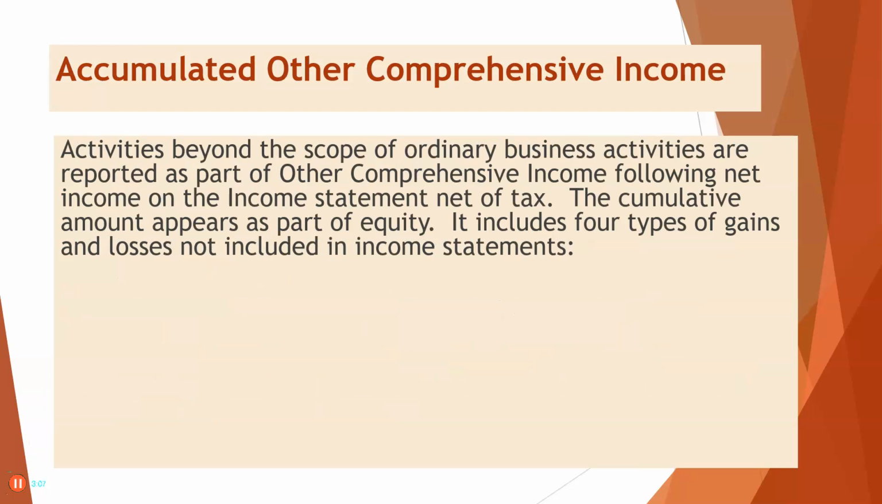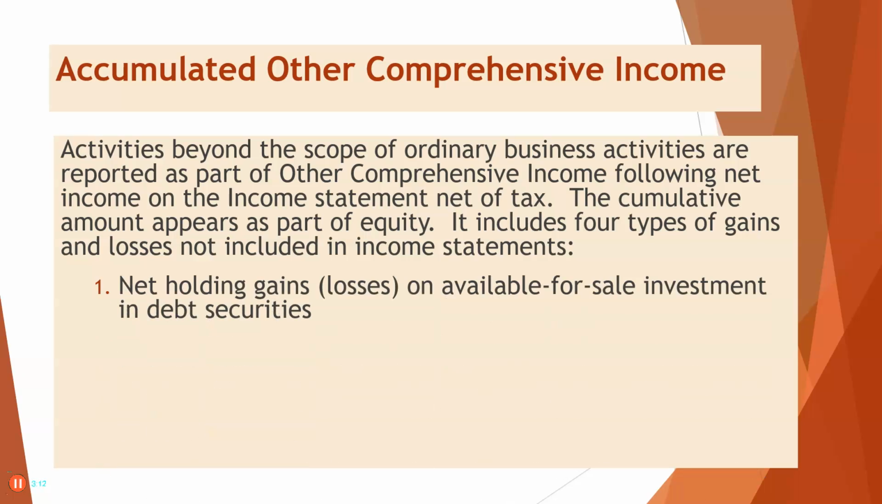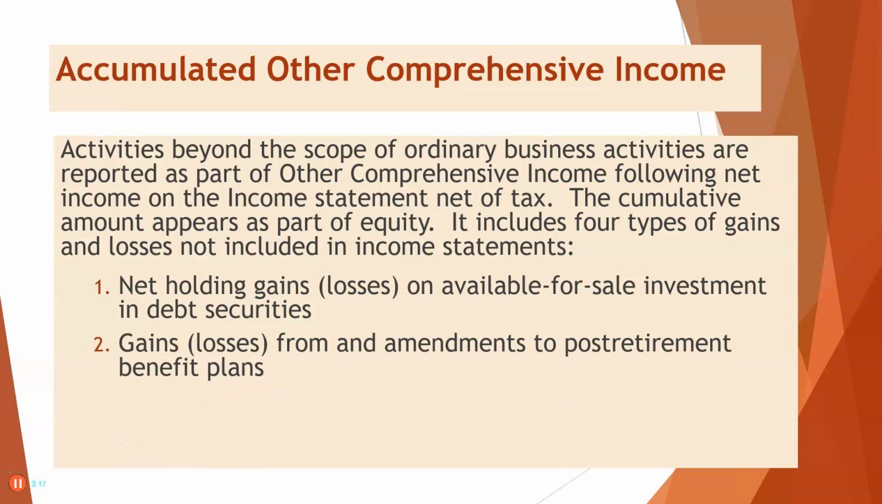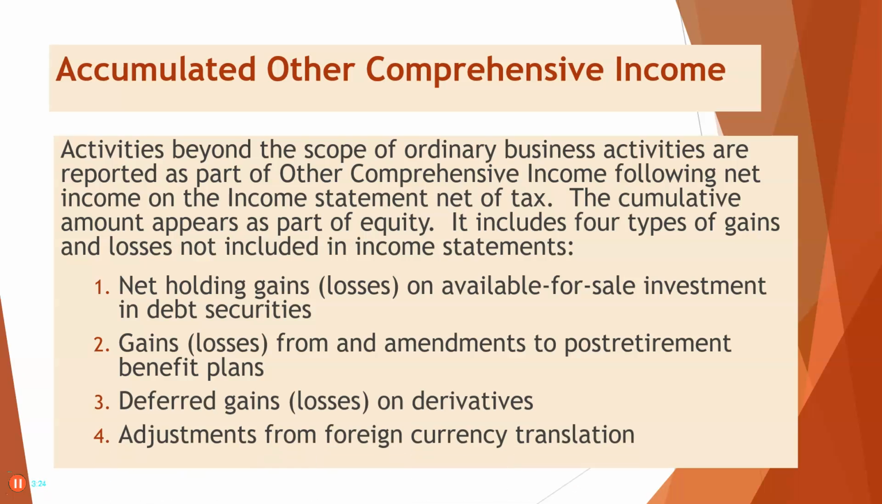Now, accumulated other comprehensive income, what's that made up of? Well, net holding gains or losses on available for sale investments in debt securities, gains or losses from amendments to post-retirement benefits, deferred gains or losses on derivatives, and adjustments from foreign currency translation. Now, under the international standard, they have a fifth one, and the fifth one is when they adjust their fixed assets to fair market value, which we don't do, but they do, and we've decided we're not doing it.